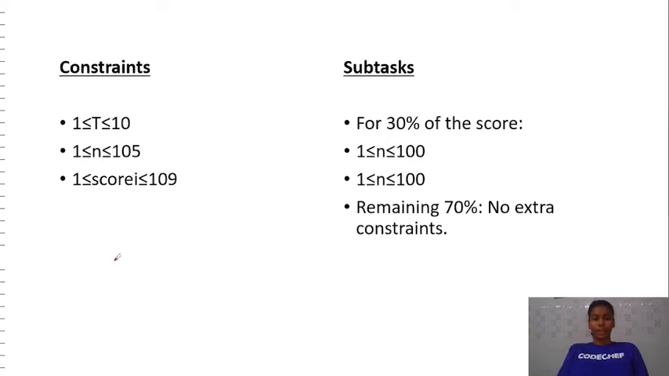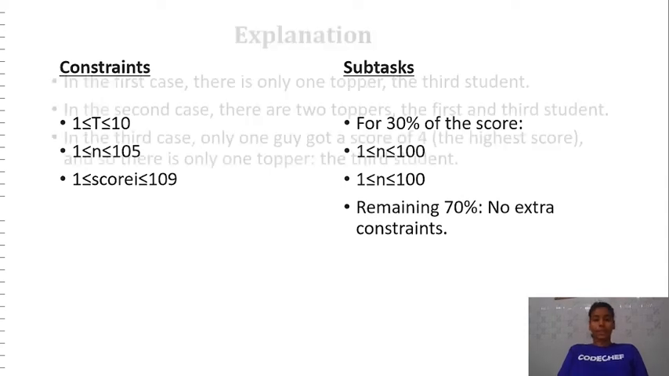These are the particular constraints that we are supposed to follow, that is the number of test cases will be less than 10, and the number of students will be less than 10^5. So this helps us in getting the information about the variables, the data type of the variables that we are supposed to use.